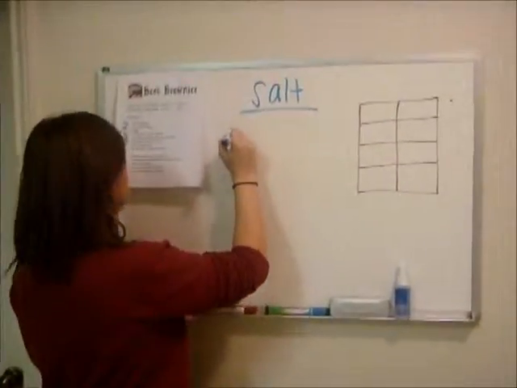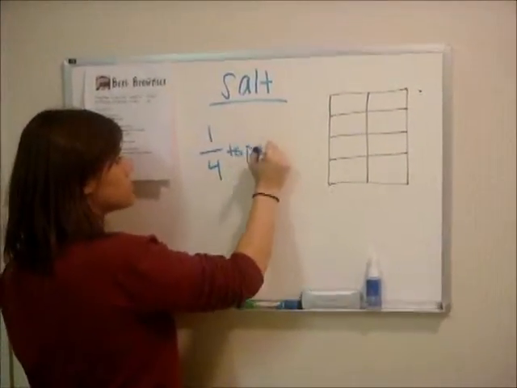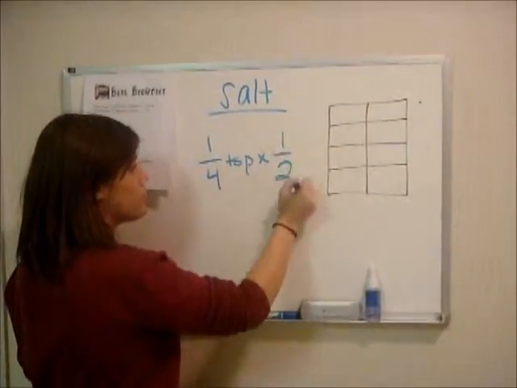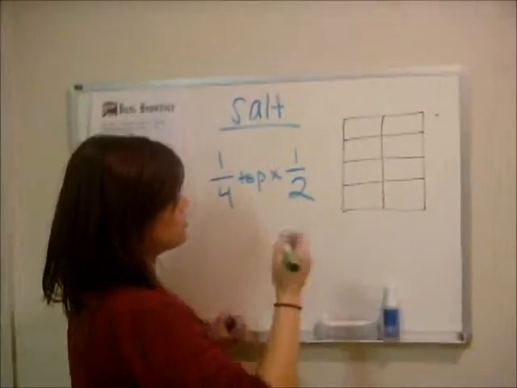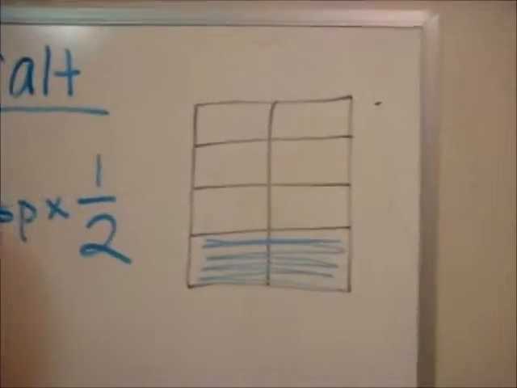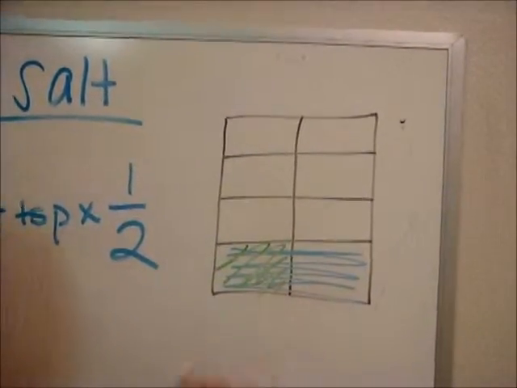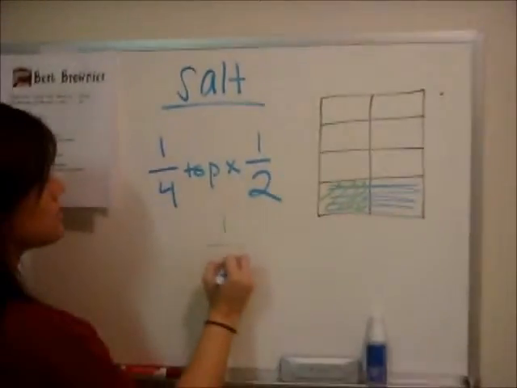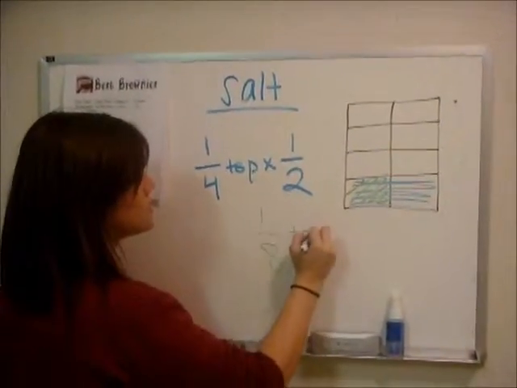Okay, the original recipe called for 1/4 teaspoon of salt. We need to multiply that times 1/2 for our new recipe. So using the models, I'm going to shade 1/4 of my model and then shade over 1/2 of that. And I can see that 1/8 of the figure is shaded, so I need 1/8 of a teaspoon of salt for the new recipe.